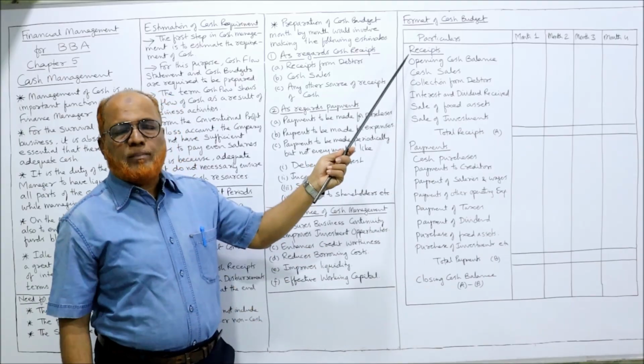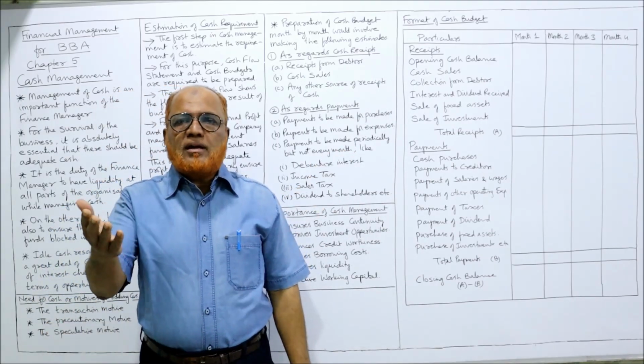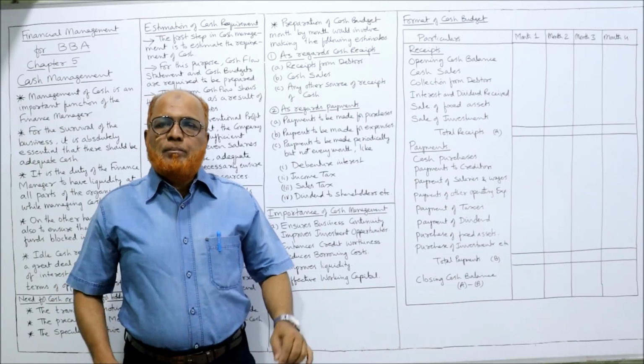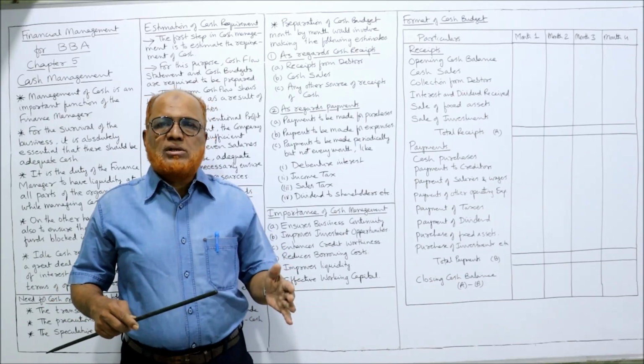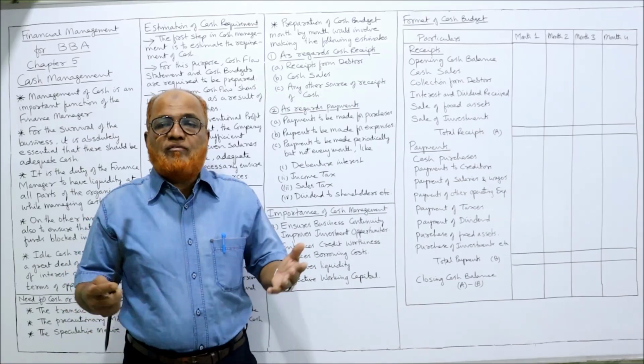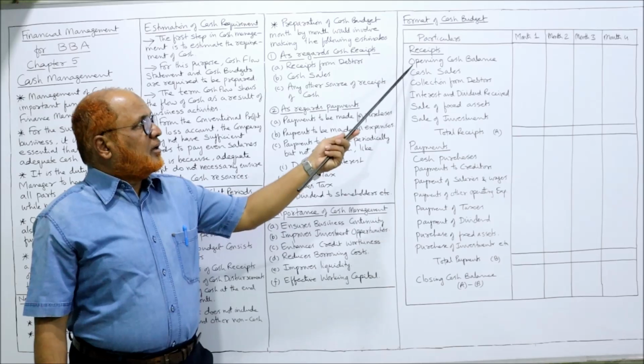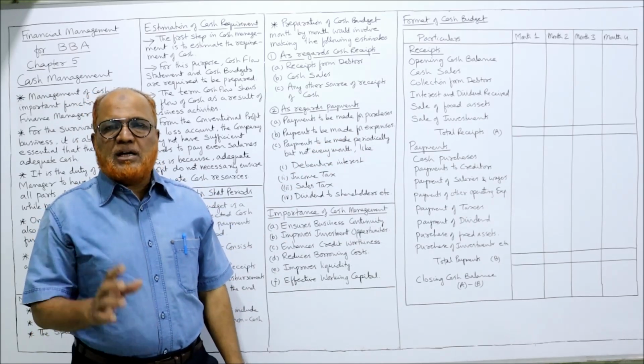Now in the particulars column, receipts. What are the expected receipts? In the problem it will be given. In business, the business already knows what the expected receipts are, from where the money will come. Kahan se paisa aayega. So opening cash balance, our starting point.